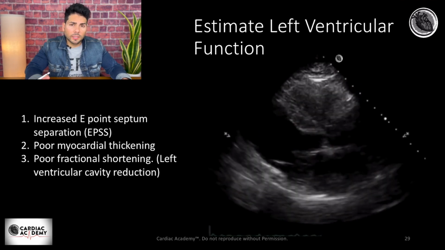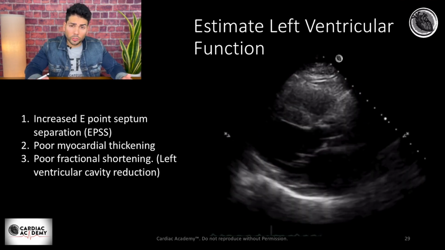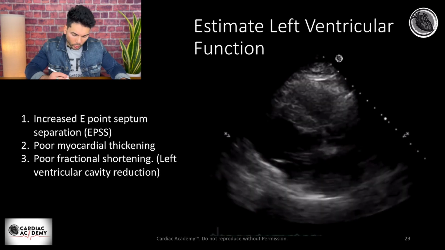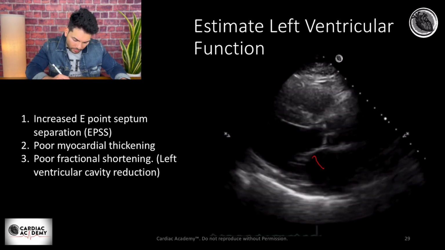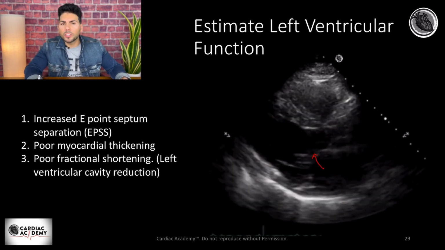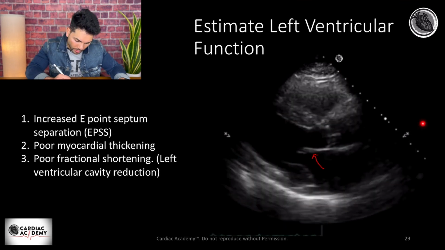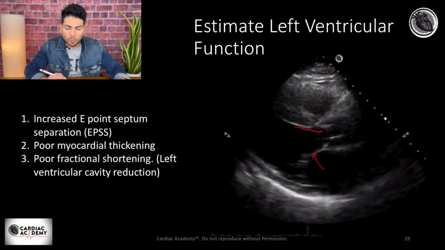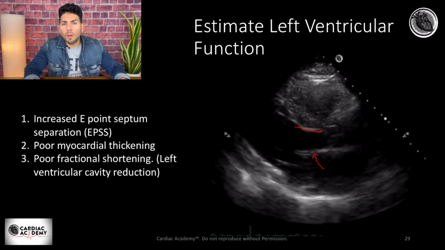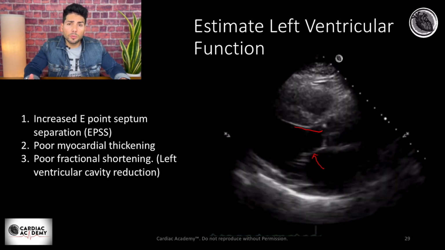Okay, so let's take a look at this other example. So first, let's assess the EPSS. So we look at the anterior leaflet of the mitral valve, and we look how much it is approaching the interventricular septum right here. And we can see that it's barely approaching it. So that's a sign of a poor ejection fraction or a reduced ejection fraction.